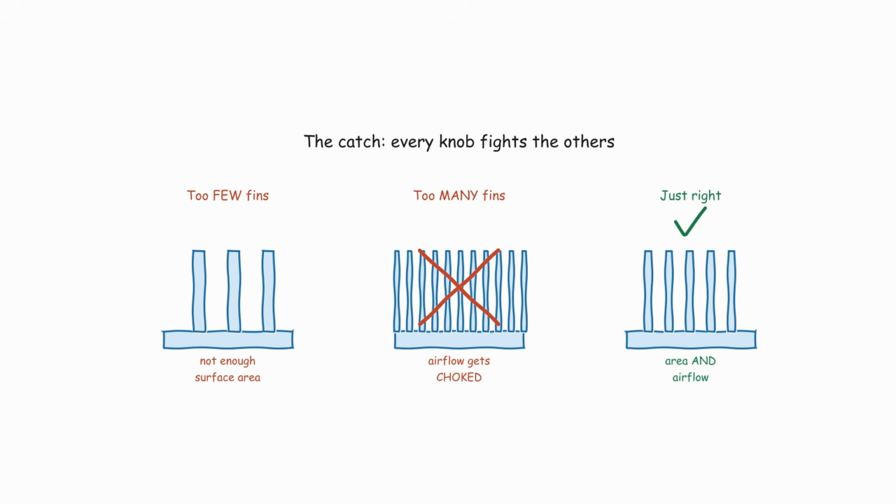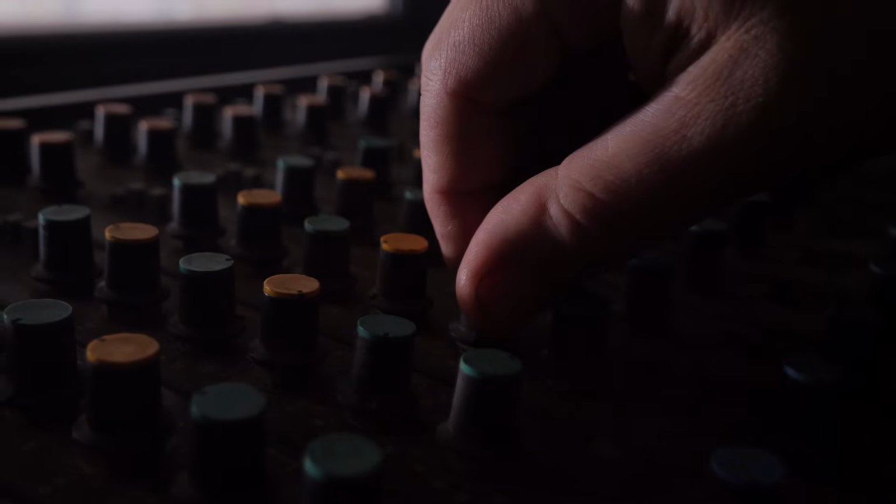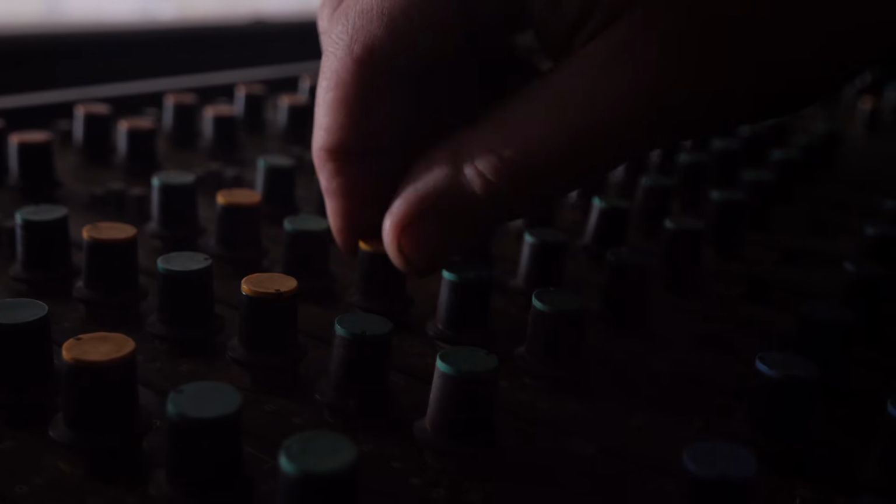Well, not quite. Pack too many fins together and you choke off the airflow trying to squeeze between them. Make them too thin and they can't carry heat to their tips. Make them too tall and the top just sits in air that's already warm. Every knob you turn fights the other two. And that is exactly the kind of tangled 3-way trade-off that a human is bad at. And an optimizer is really good at it.